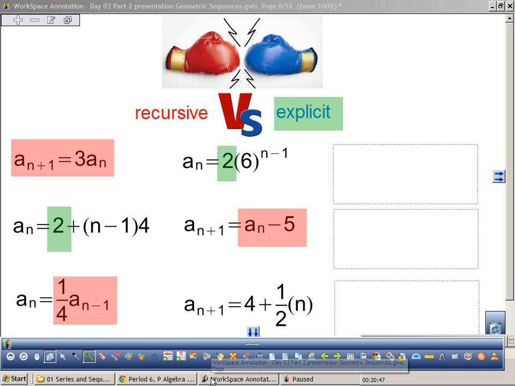Parsa, why do we know it's explicit? What specifically in here tells me that it's explicit? Before. There's a first term. Good job.